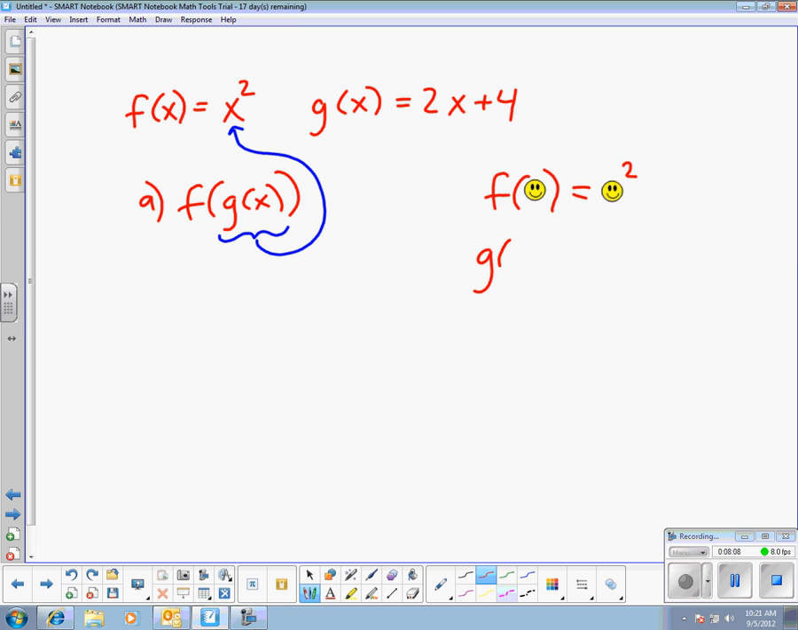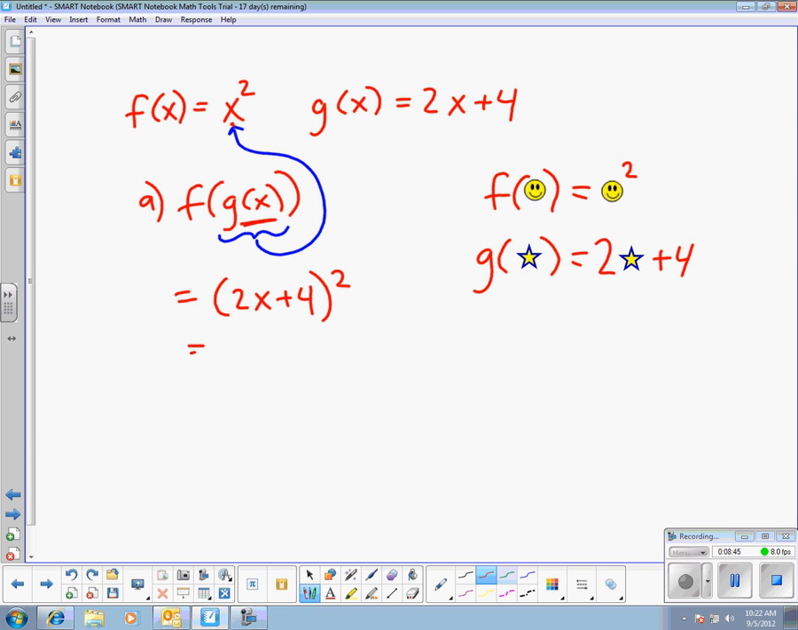What would g of star be? g of star would be 2 star plus 4. Okay, so if my question is what is f of g of x, then whatever g of x is gets placed into x squared. So f of g of x equals 2x plus 4 all squared. Okay, this makes sense. Whatever is here is going here no matter what.